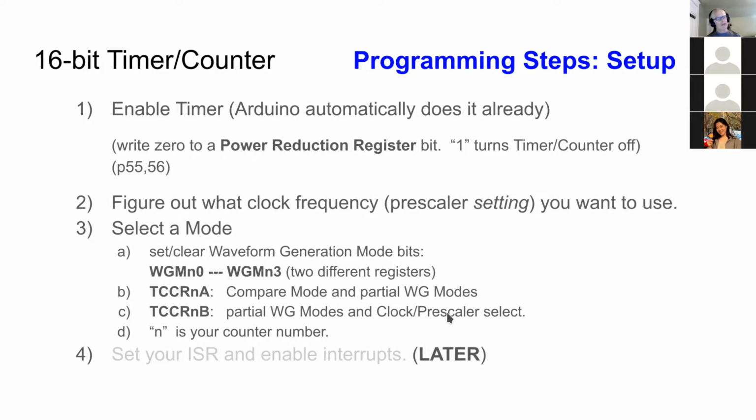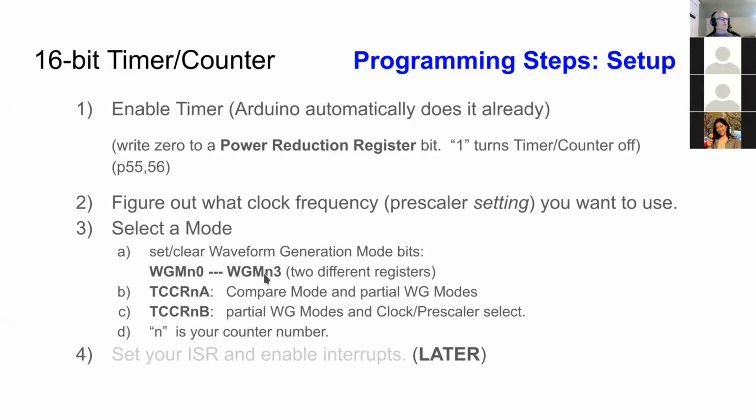And then you also have to set the prescaler ratio that you want, whether it's 864 or 1024. And so register B has bits to pick your prescaler parameters and some of the waveform generation mode bits. And register A has the compare mode, which you may want to set to toggle, or you may want to set to clear on match, which is the mode for PWM, the way we usually do it. And then some by partial WG modes, I mean some of these waveform generation bits.